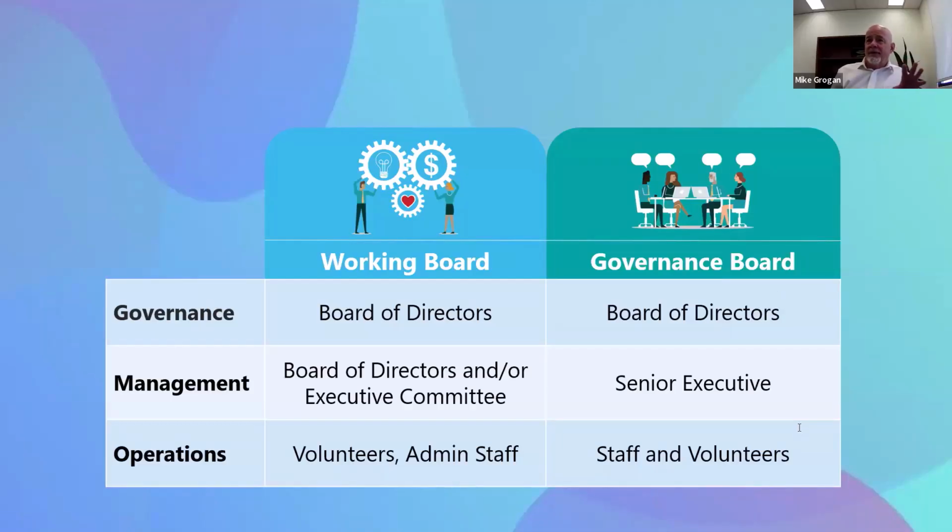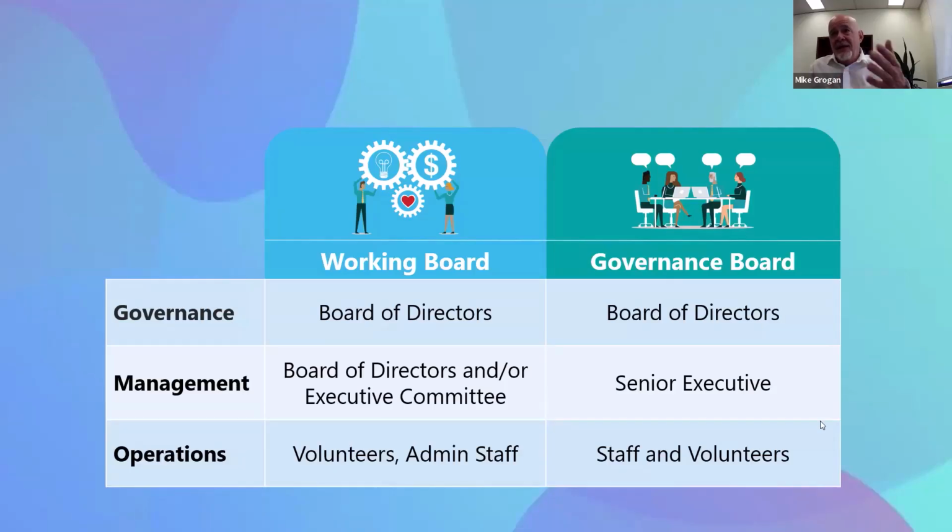For working boards, maybe the board does that themselves. Maybe they're the ones who do all the work themselves. They govern the organization and set a work plan, saying we're going to go do this. In a traditional governance board, you tend to hire a senior executive, and that could be called a CEO, an executive director.